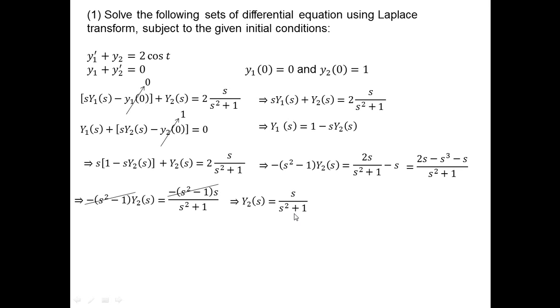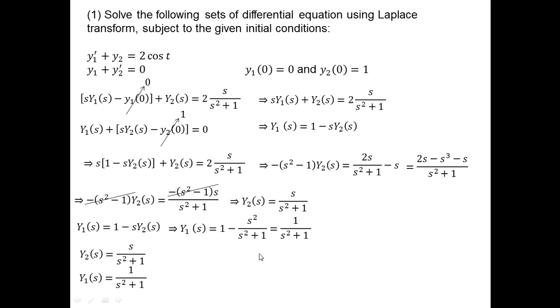Since we are interested in finding the time response of Y1(s) as well, I just substitute the value of Y2(s) in the relation given here. By substituting Y2(s) in this relation, I will find the value for Y1(s). So the value for Y1(s) will be equal to 1 over s squared plus 1. So I have the functions Y2(s) and Y1(s).